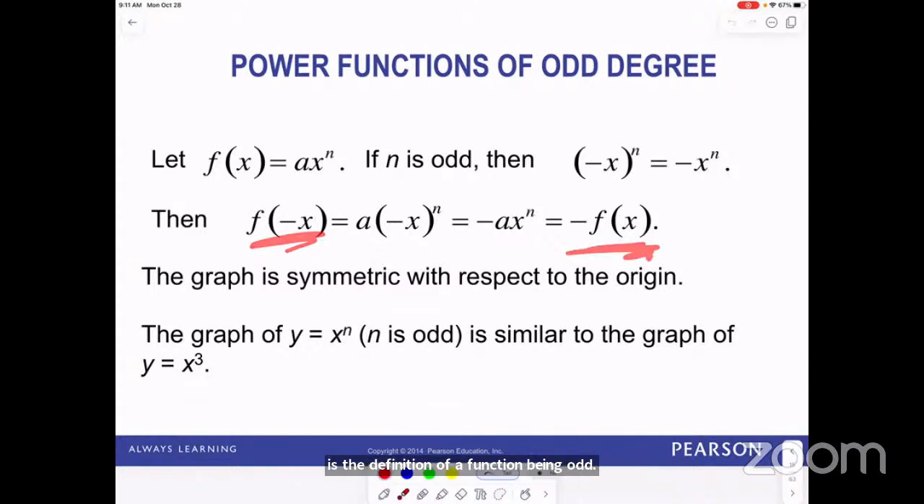So that means the graph is going to be symmetric with respect to the origin, right? So it's going to kind of take on an S shape. Whenever we have x comma y, we're also going to have negative x comma negative y. The graph of y equals x to the n, where n is odd, is similar to the graph of y equals x cubed.